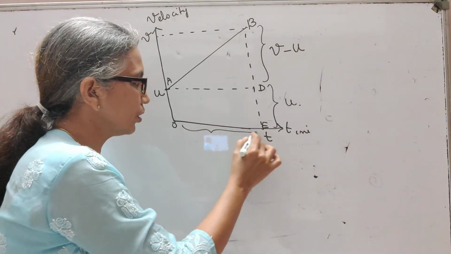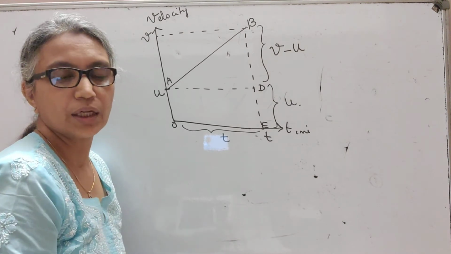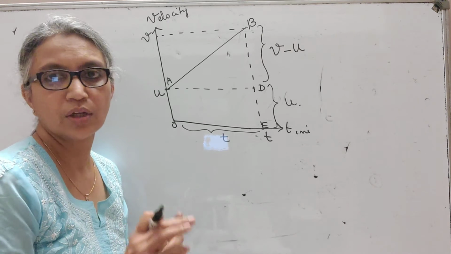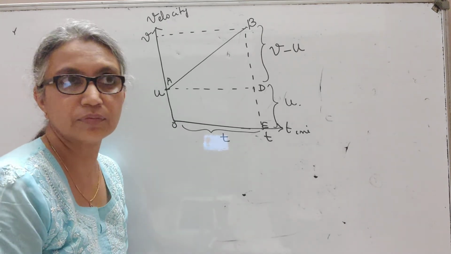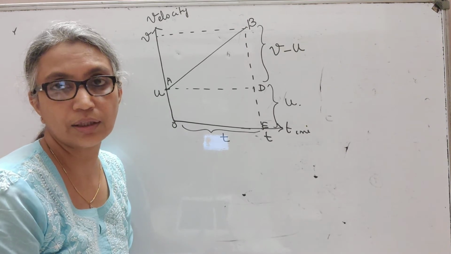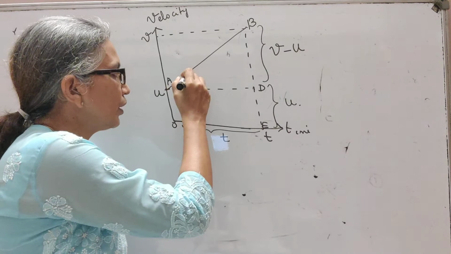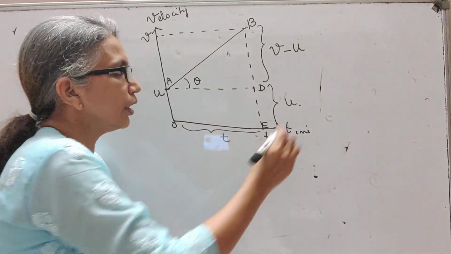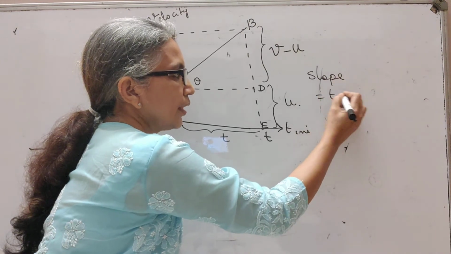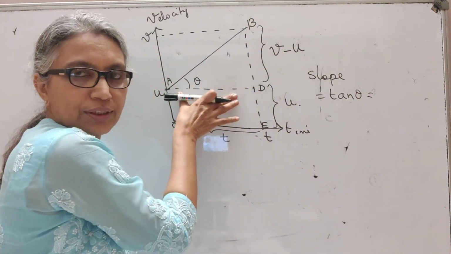This is how much? From 0 to t, that is t. Okay. Now, to derive the first equation of motion, we already know that the slope of the line will give you the acceleration in a vt graph. So if I take this as theta, then the slope of the line, that is tan theta, should be opposite side by adjacent side.